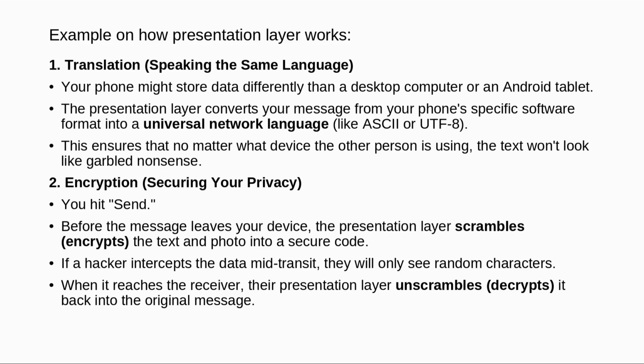Another is encryption. So basically, when you hit send, before the message leaves the device, the presentation layer scrambles it, basically encrypts it, and the text and photo are turned into a secure code. So even if a hacker intercepts it, they only see random characters. When it reaches the receiver, the presentation layer on the receiver side unscrambles or decrypts it back into the original message. So that is basically how it is done.